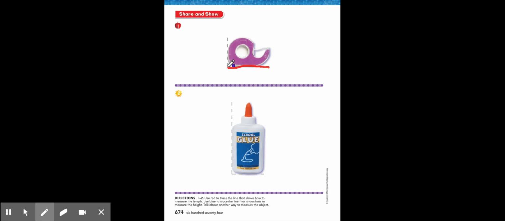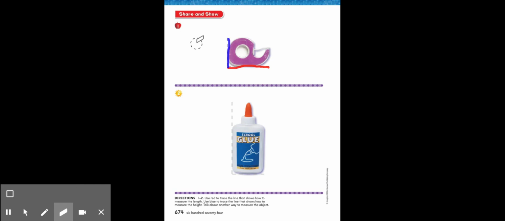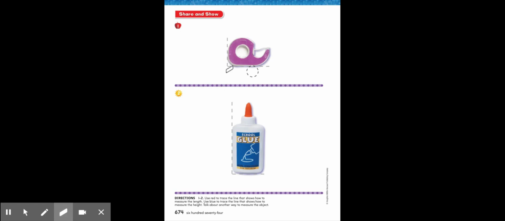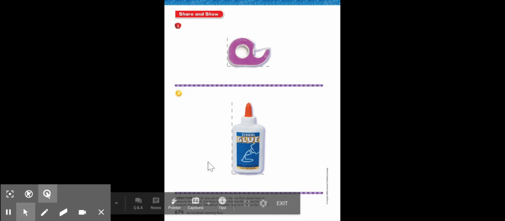The blue line will represent the height of the tape. Perfect. Now, I'm not going to have you do the glue bottle. You can practice that on your own. Let's move forward to our next page.